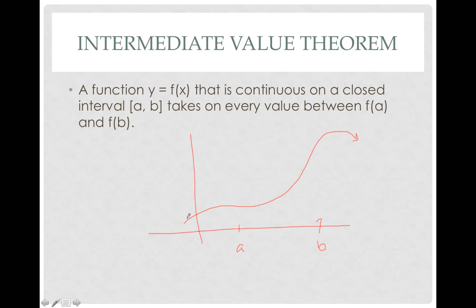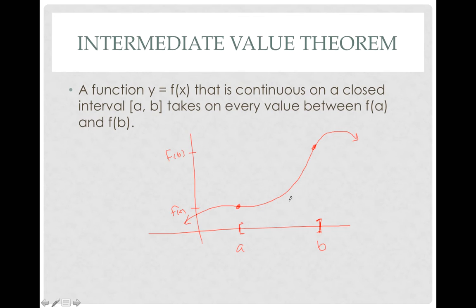Okay, I like that graph better. We are saying that this function is continuous between a and b, inclusive. What this says is the function takes on every value. Here's f of a, and here's f of b.